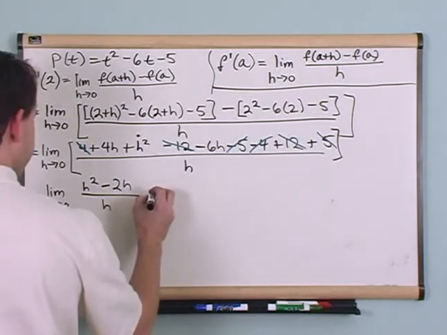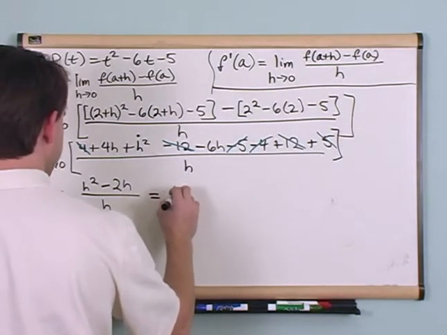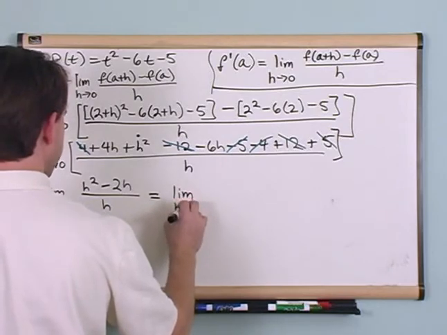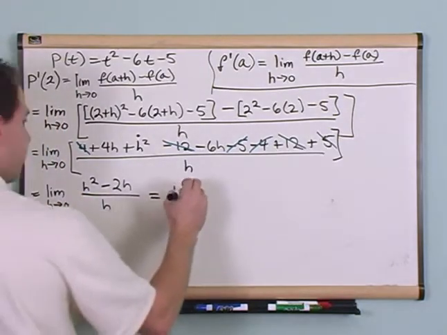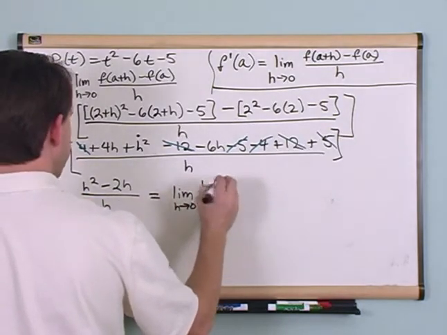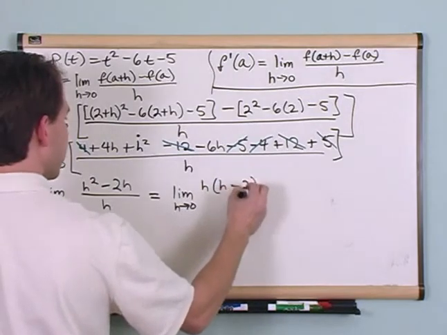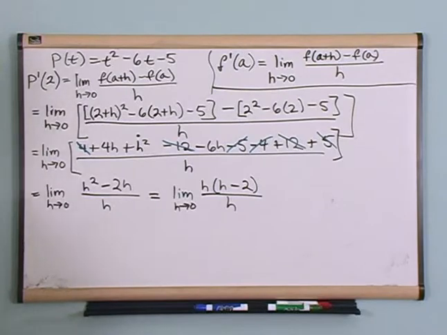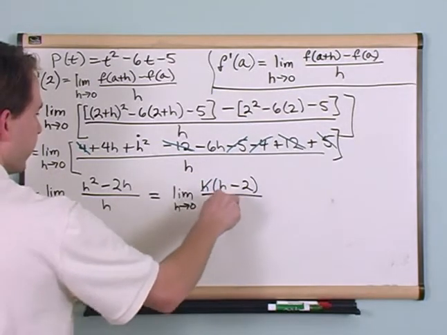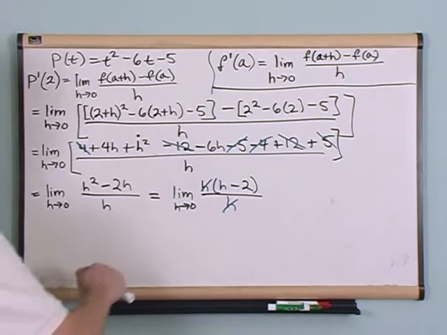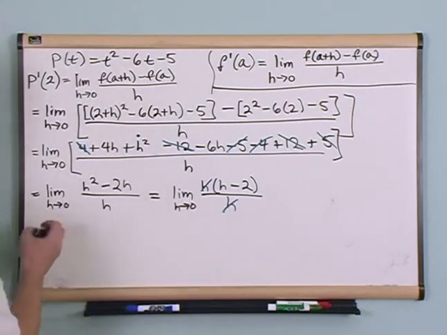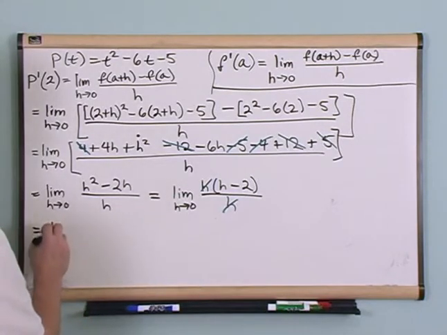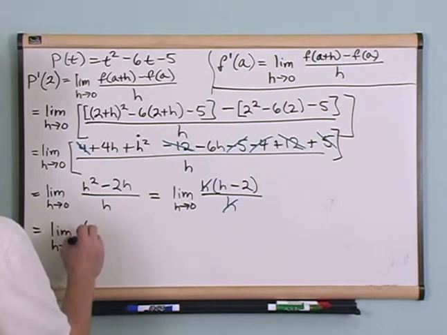Now how do you simplify this? I could say this is equal to the limit as h goes to 0. I'm going to pull out an h from the top. It's going to be h times the quantity h minus 2. All I did was factor out an h, and this is over an h. Now the only reason I did that is because I knew that this would cancel with this. Okay, because h divided by h is 1.